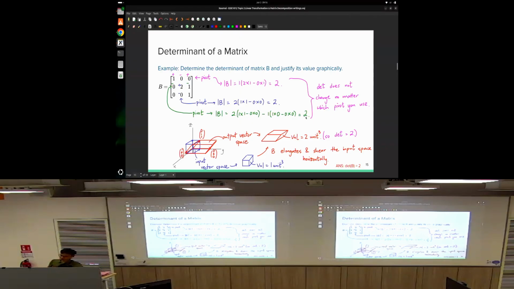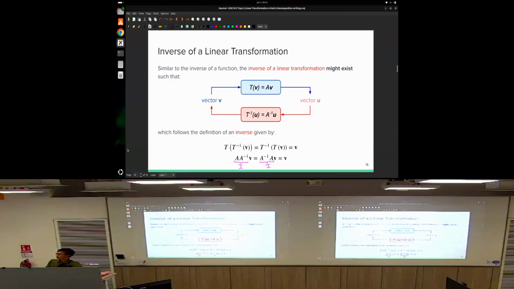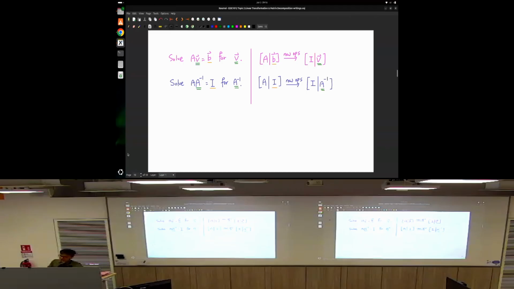Because the determinant can be 0, and when the determinant is 0, it says something about the transformation. Okay? So we also covered the initial part of the inverse of a matrix, which comes from the inverse of a linear transformation. The inverse is very easy to understand in the sense that if you take the matrix and multiply by its inverse, or vice versa, you must get the identity matrix.